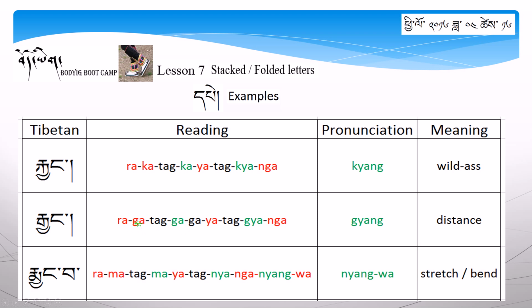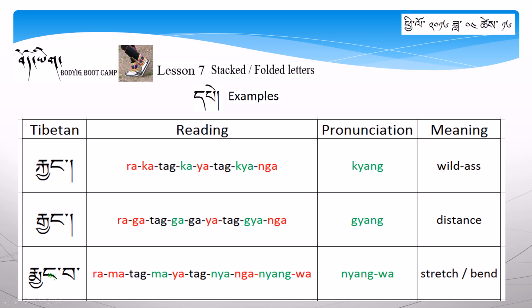it should sound like. So it's rakata, ga, right? Gayata, gya. Now ka. After you attach the ya, it becomes gya. After it becomes gya, you attach nga, then gya plus nga becomes gyang, right?